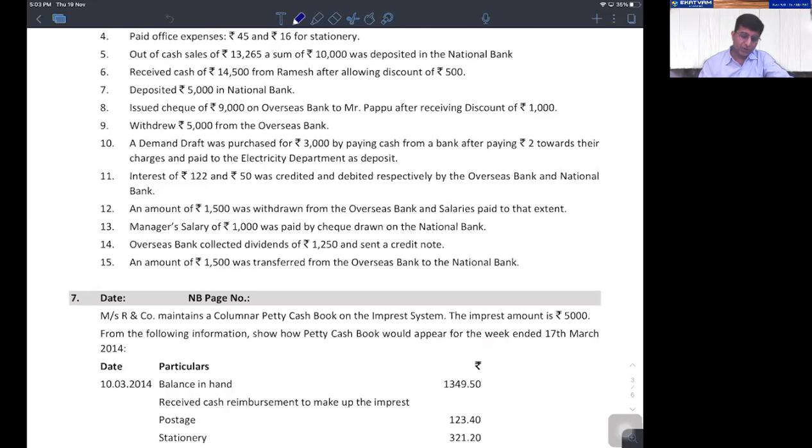Now, here, if I would have recorded this transaction into the journal, I would have passed the entry as cash account debit 3,265. Sales, I'm sorry, National Bank account debit 10,000 to sales account 13,265.